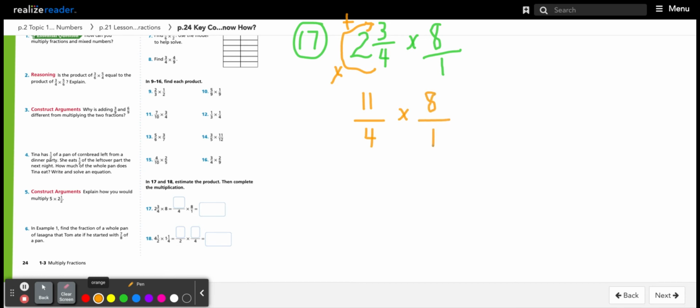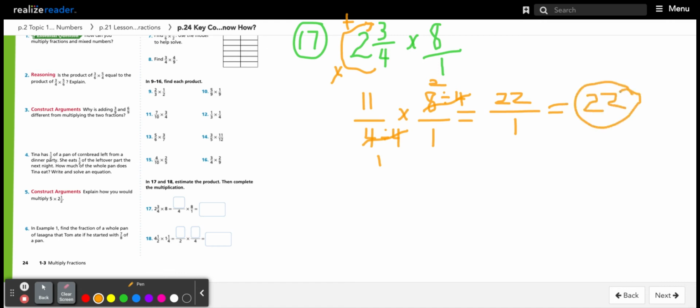Okay, 8 over 1 is already a fraction. So I'm going to multiply these fractions. Ooh, can I simplify before multiplying here? Yes, I can. My 4 and my 8. They can both be divided by 4. So 4 divided by 4 is 1. 8 divided by 4 is 2. Now we can multiply straight across. 11 times 2 is 22. And 1 times 1 is 1. So the final answer here, 22 over 1, is the same thing as 22.